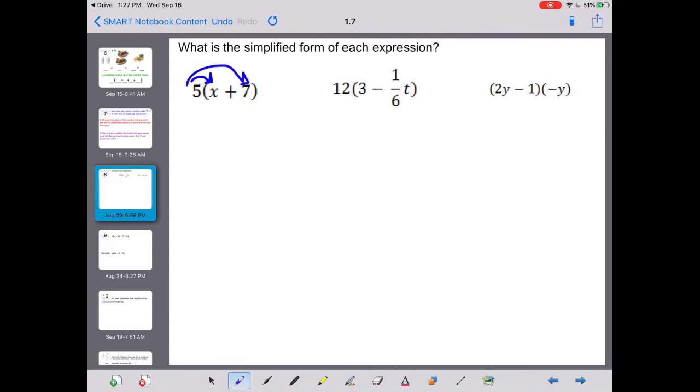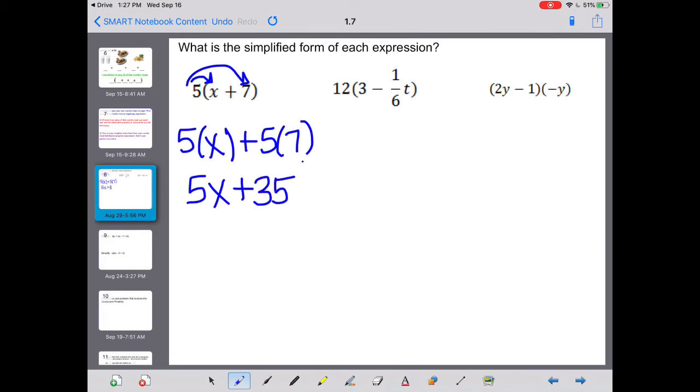Okay, I'm going to share this 5 with both the x and the 7. So I will have 5x plus 5 times 7. Excuse my writing. 5 times x plus 5 times 7. Okay, well 5 times x is 5x, and 5 times 7 is 35.